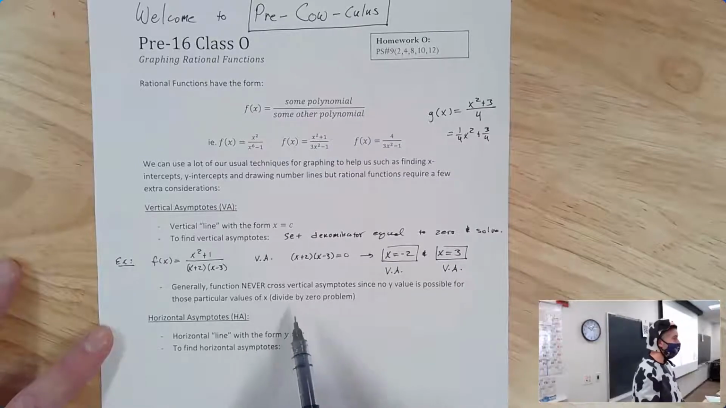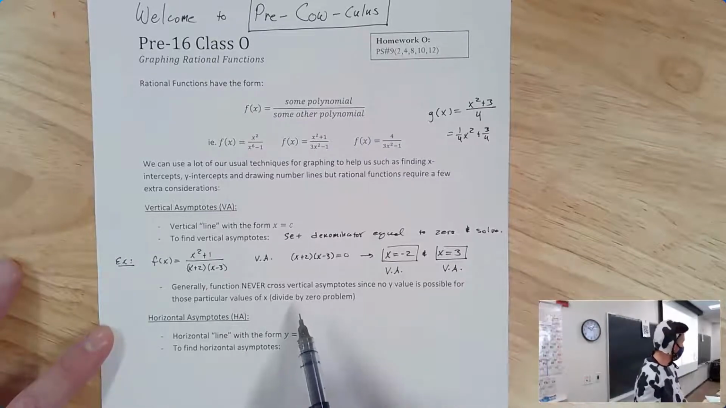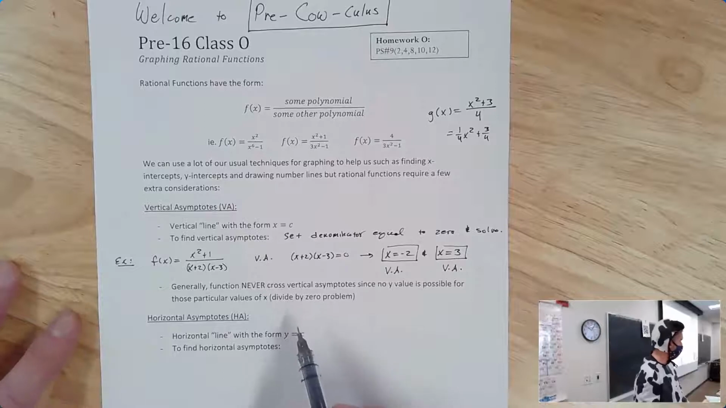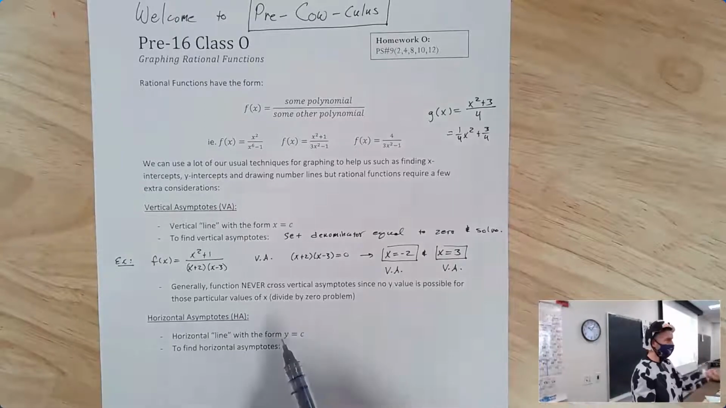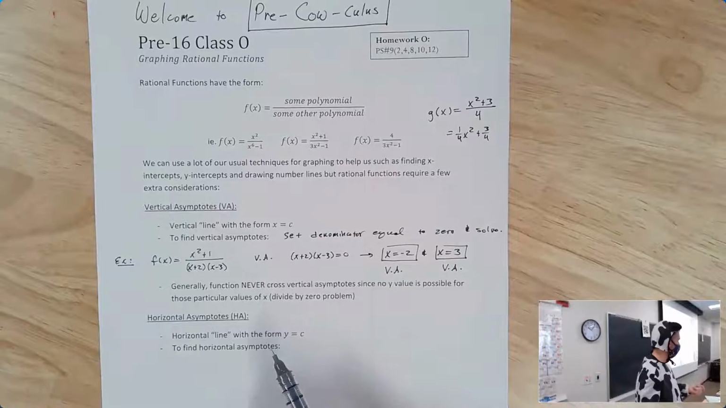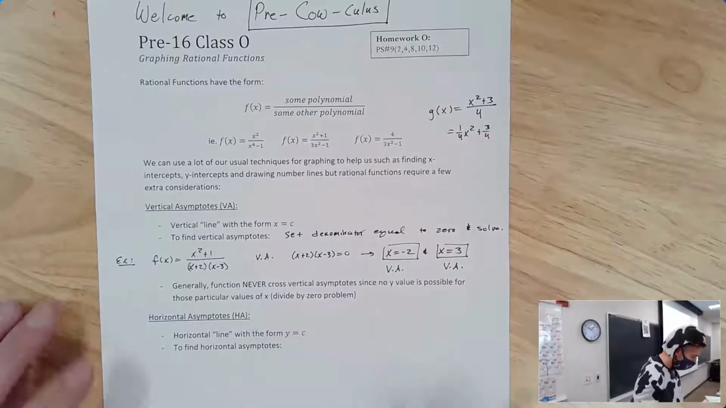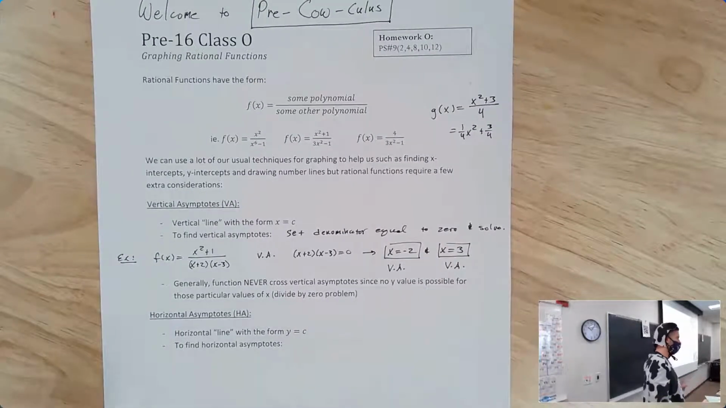I will say the one exception to that rule is for piecewise functions. Like I think there was a homework problem where you had a piecewise function where there was a little point on the vertical asymptote. That's okay, that can happen sometimes. So vertical asymptotes are relatively easy to find. Horizontal asymptotes are a little bit more work.